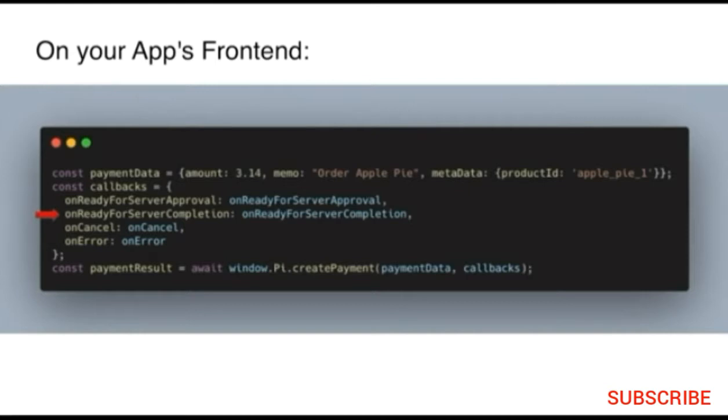onReadyForServerCompletion is a function that gets called after the blockchain transaction has been submitted to the Pi blockchain. Your job is again to pass any relevant data to your app server. On your server, you can verify the payment and deliver the item that was reserved for the user. In the end, you should complete the payment by letting Pi server know that you have received the payment and delivered the item. The other 2 functions are onCancel and onError functions. As their name suggests, they are functions that will be invoked when the payment gets cancelled and when an error occurred.